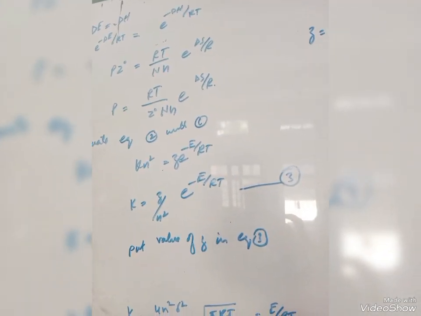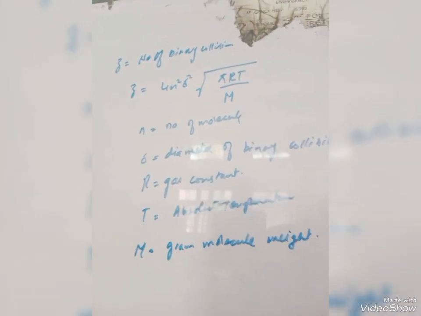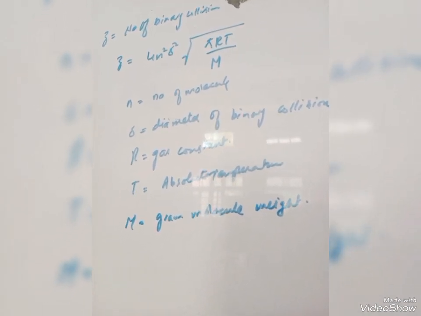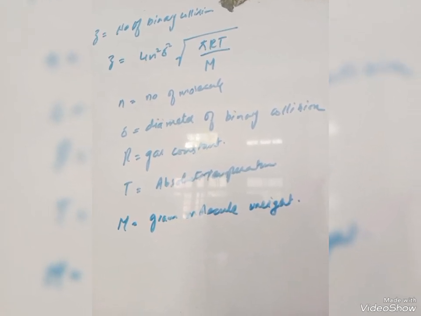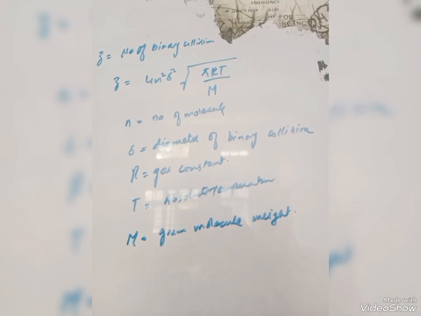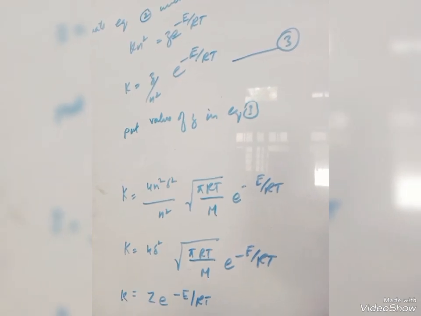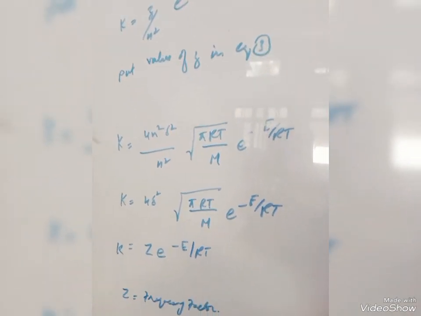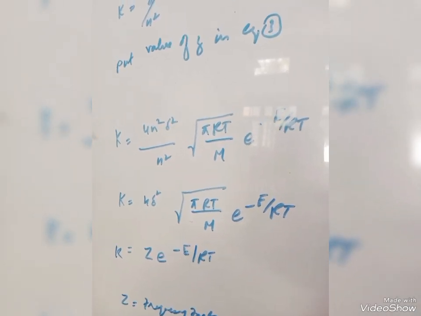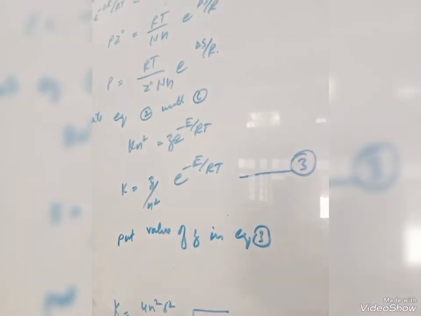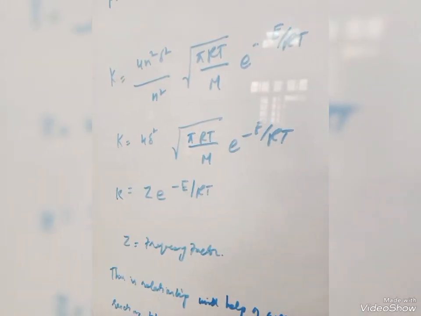So from there you can find out the value of PZ, and Z is basically the number of binary collisions. Z is calculated from this formula: 4 n square sigma square root of pi RT divided by m. Here m is the gram molecular weight, T is the absolute temperature, sigma is the diameter of a binary collision, and n is the number of molecules. From here, the value of k can be calculated by the formula k equals Z e to the power minus E divided by RT, by simplifying the above equation, which I already explained. Here Z is basically the frequency factor.